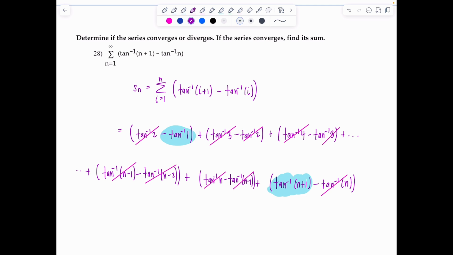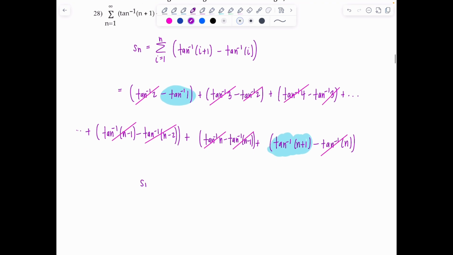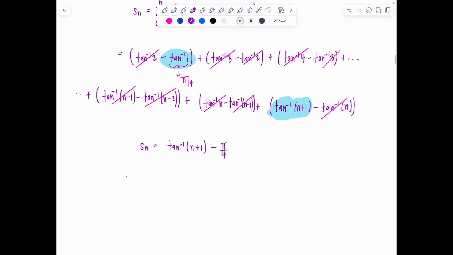Oh, wow. So S sub n equals, let me write him first because he's positive, tan inverse of n plus 1 minus, and you guys should know tan inverse of 1 is pi over 4, right? Yes, don't forget that. Okay, so now once I have S sub n, I take the limit as n goes to infinity of S sub n. That's the limit, n goes to infinity, of tan inverse of n plus 1 minus pi over 4.